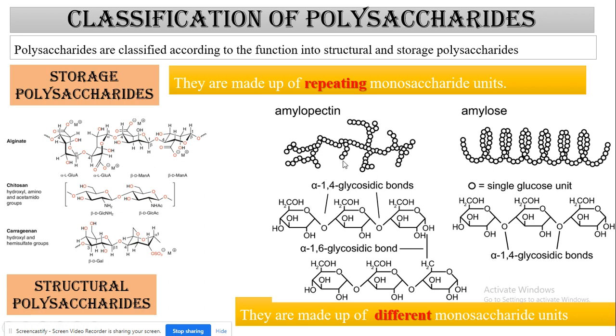Examples are amylopectin and amylose. Both of them are found in starch, and we know that starch is the storage form of sugar or carbohydrate in plants. We see that it is made up of repeating units of monosaccharides. They are attached together by the glycosidic linkage.